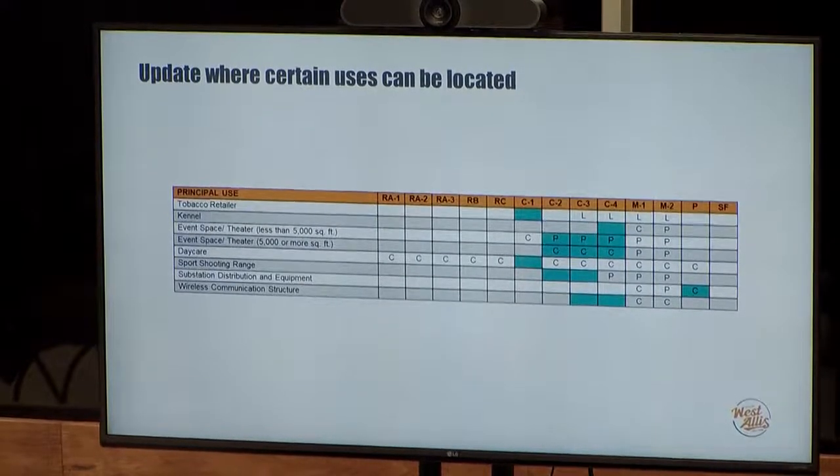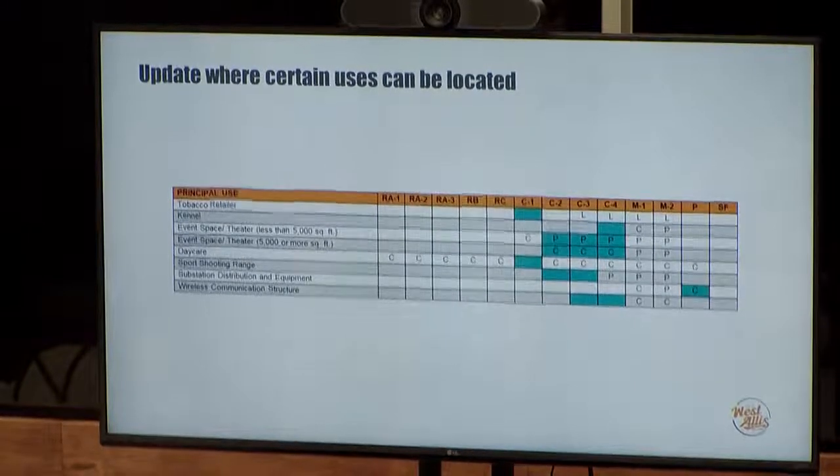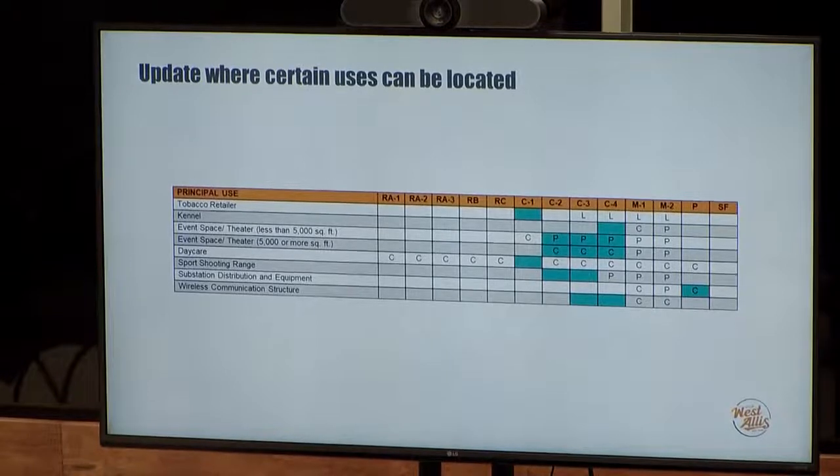We're also updating where some of these uses can be located. So I'll just go down the list of the most important uses. So tobacco retailer, we're not permitting that in the C1 district. Kennel will be removed from the C4 district, not permitted. Event space and theater, smaller ones, less than 5,000 square feet, will be permitted in C2, C3, and C4. And larger theaters will be a conditional use in C2, C3, and C4.